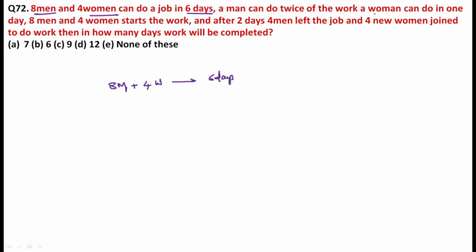A man can do twice the work when compared to a woman. So there is a ratio of men to women. Men do twice the work when compared to a woman. So it's an efficiency. The information is regarding efficiency.